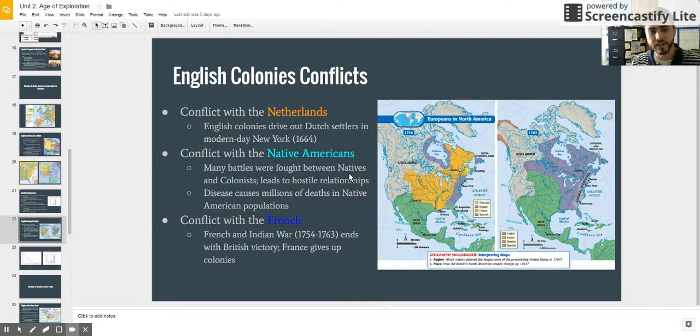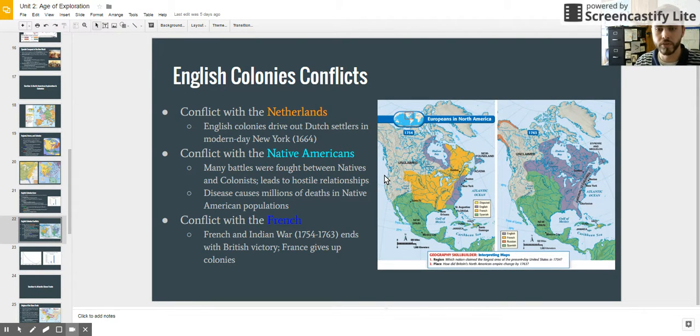So there's some conflict between the different European claims here as well. Well, number one, the Netherlands had settled modern-day New York for a long period of time. They had a relatively small population, and part of it was right in the middle between England's colonies. So what they did was they took them over. All right, it was very easy because remember, England has a much larger colonist population. They easily knocked out the Dutch in modern-day New York.